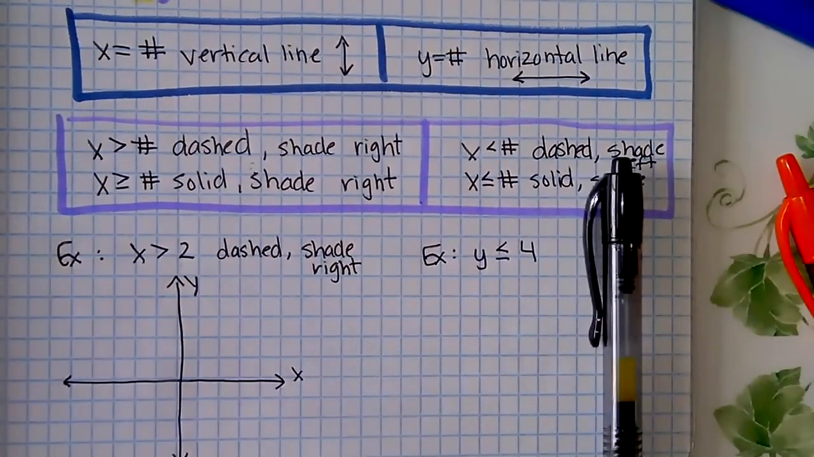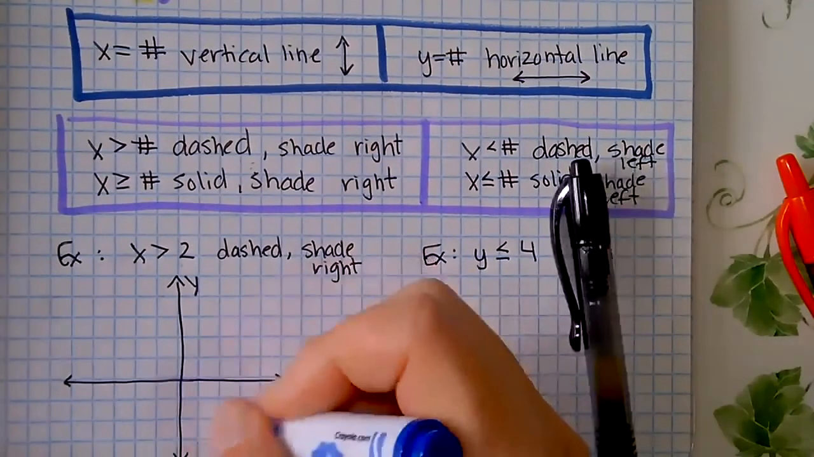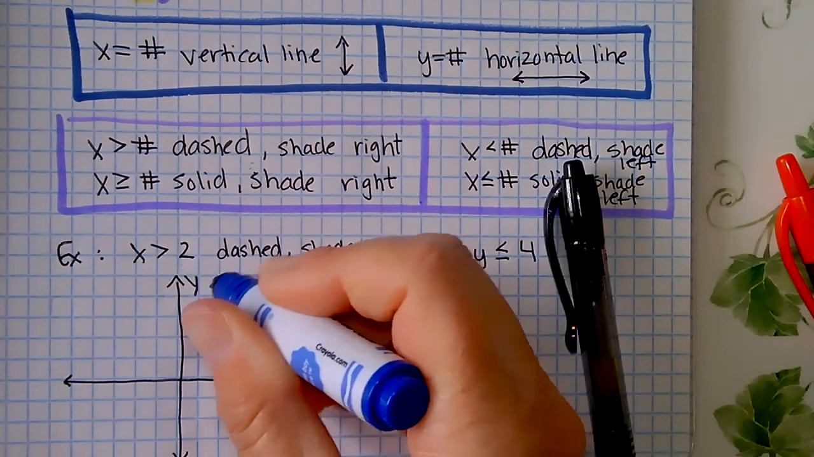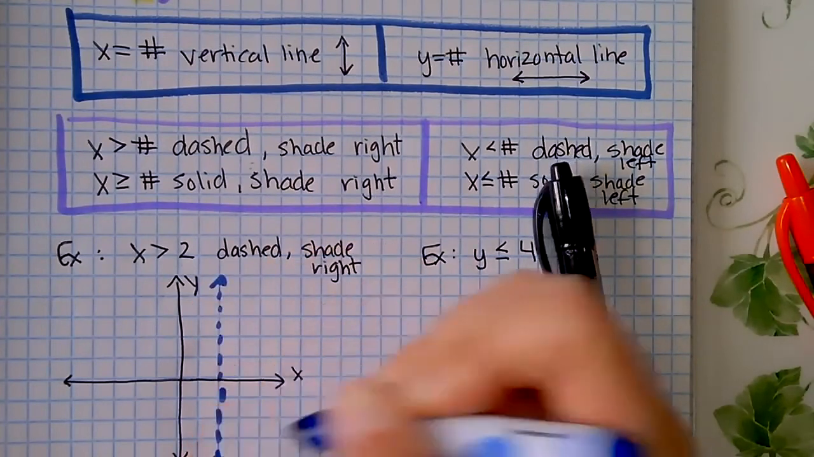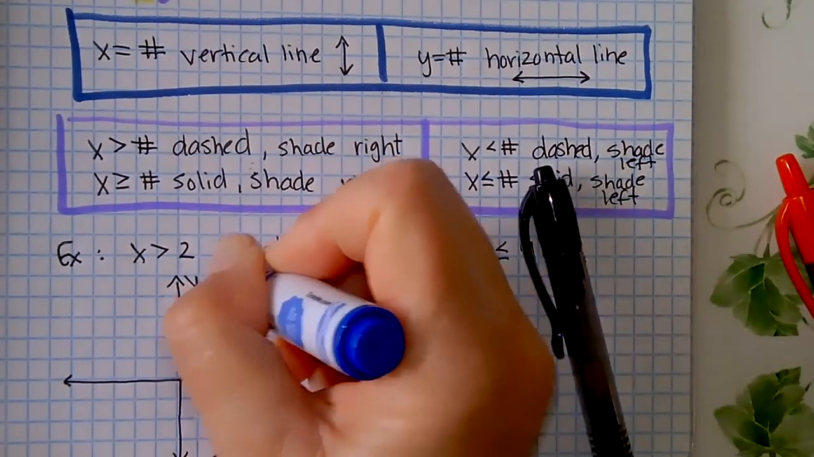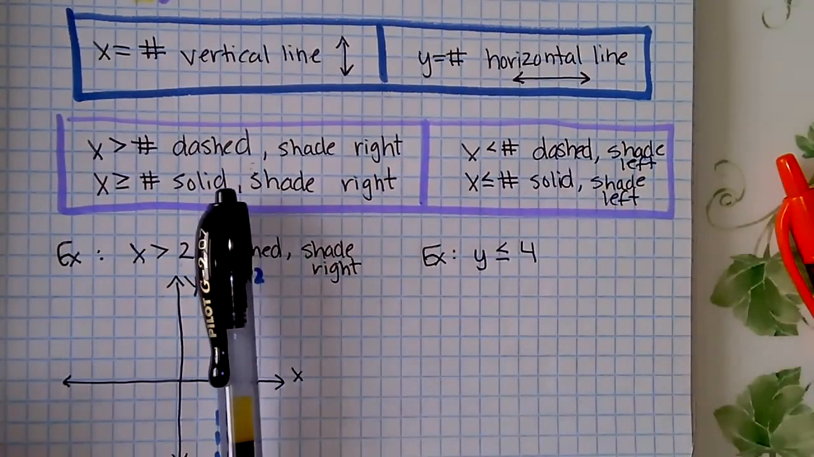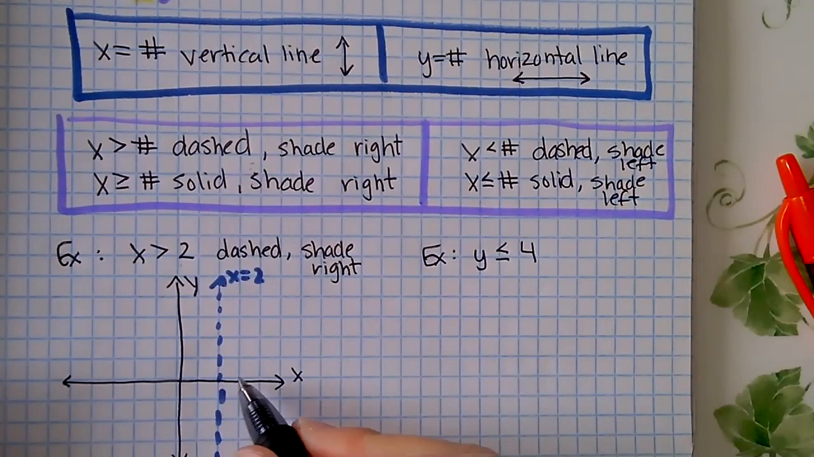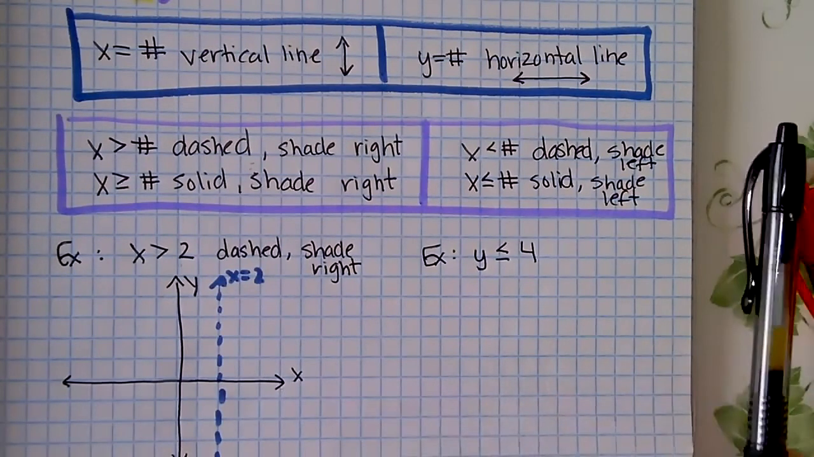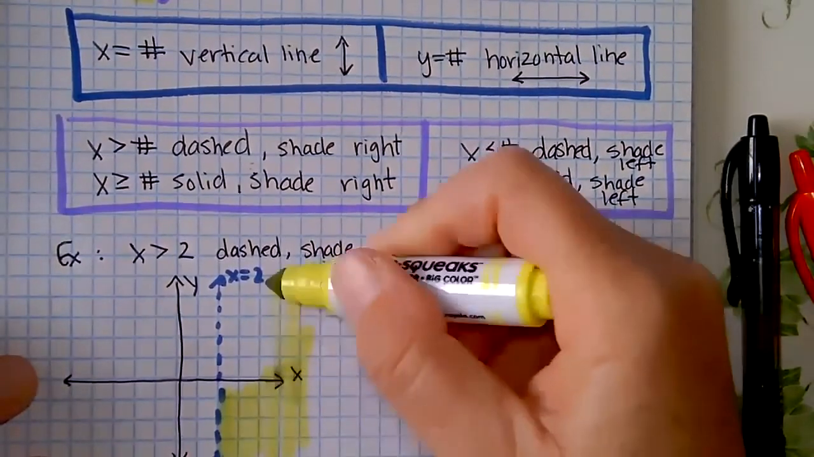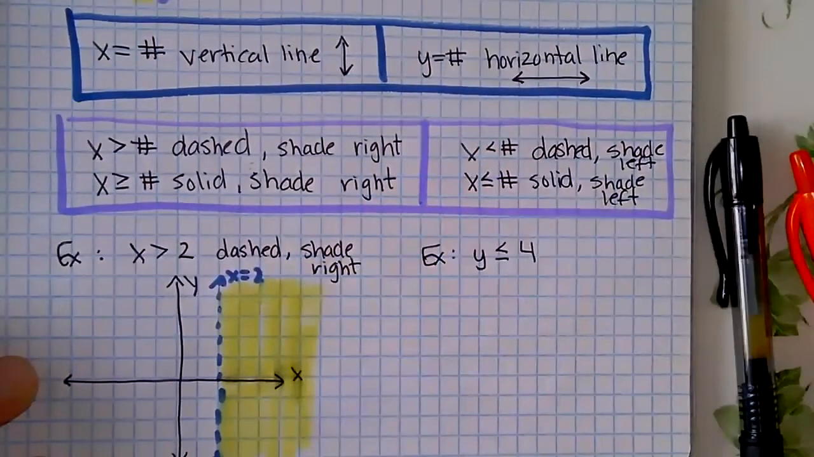So for x is greater than 2, I'm going to go to 2 on my x, and everywhere here, my x is 2. Okay, everywhere here, my x is 2. So again, this is x equal 2. And I'm going to decide where to shade. Again, we want greater. So this would be 3 and 4 and 5. That's why we're shading to the right. And that's your graph. Okay, that's how you do vertical ones.